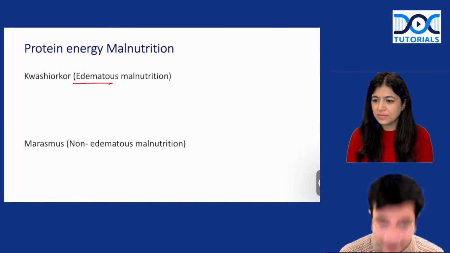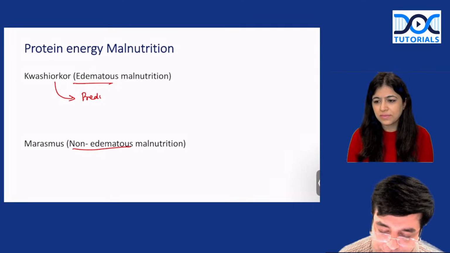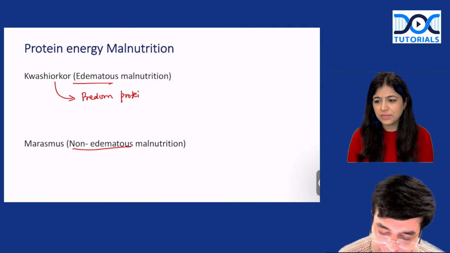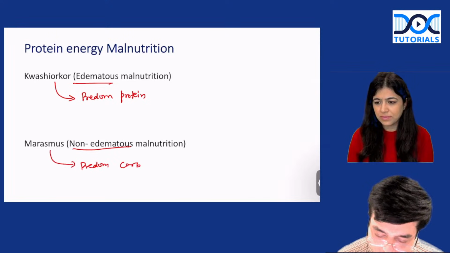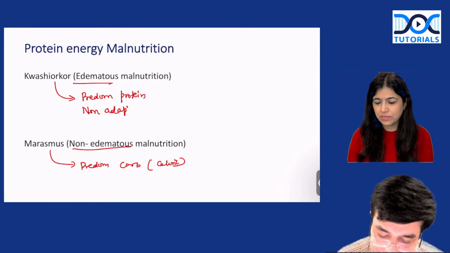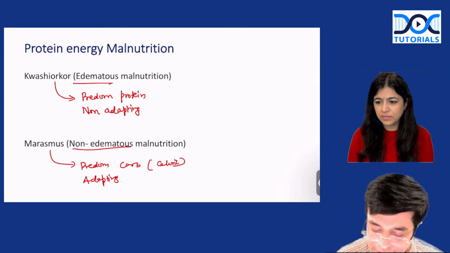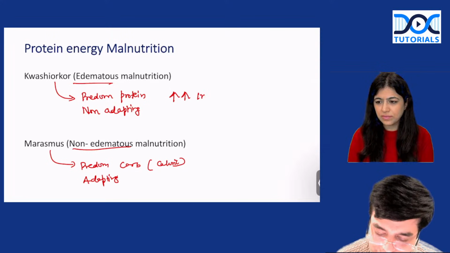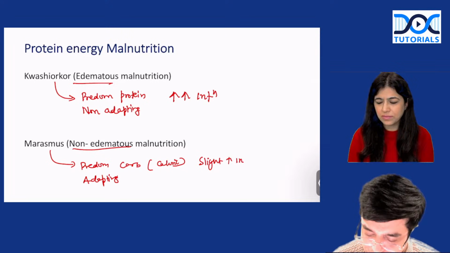Kwashiorkor is edematous, marasmus is non-edematous. Kwashiorkor has predominant protein deficiency, whereas marasmus has predominant carbohydrate or caloric deficiency. Kwashiorkor child is a non-adapting child. Marasmus is an adapting child. Kwashiorkor patient has increased risk of infections. Marasmus has a slight increased risk of infection.